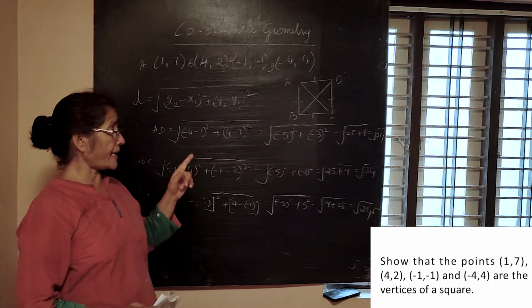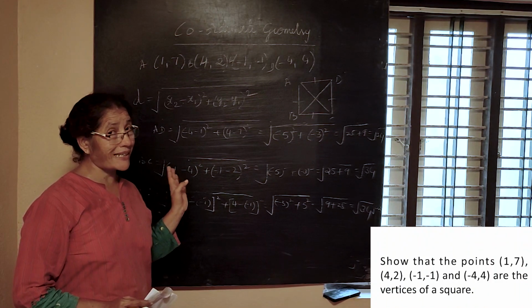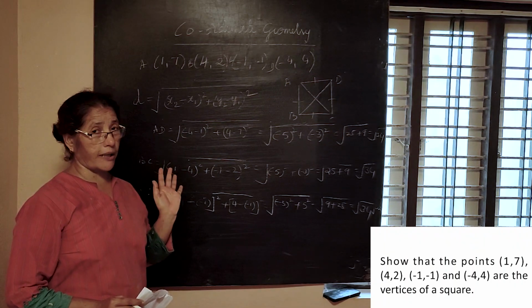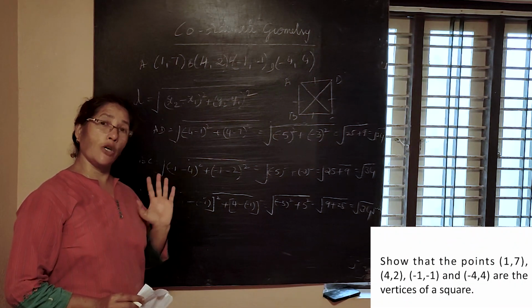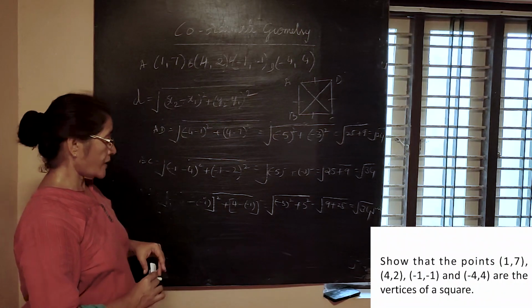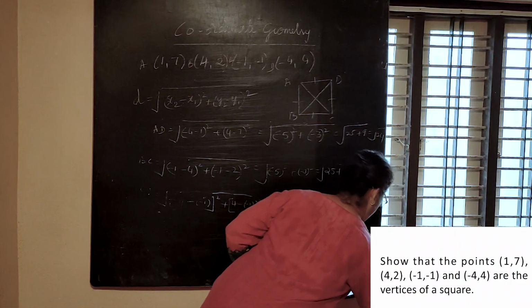Now for more surety, the property of a rhombus and a square is the same: all the sides are equal. But in a rhombus, diagonals are not equal. But in a square, diagonals are also equal. So let us check that. First let us find out what is AC.